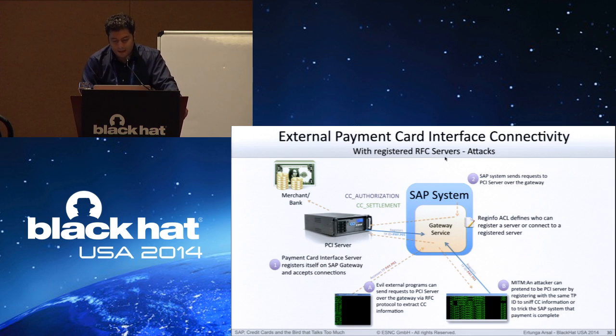So in this case, again, the SAP system is here. In the first case, the evil external program sends the request to the SAP system, which forwards it to the payment card server, and then they can extract the credit card information. In the other one, they can actually block these services, or they can manipulate these services. And if they have a way of, let's say, ordering goods from the company, they can send fake responses saying transaction succeeded. So they can manipulate that part as well.